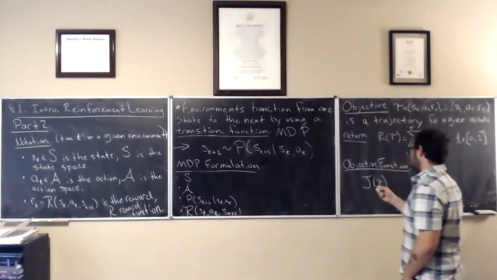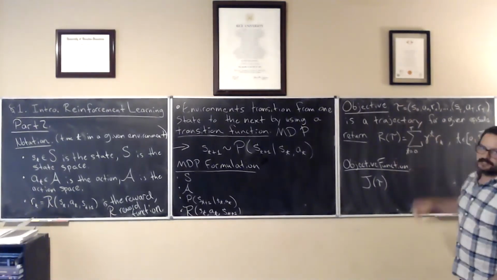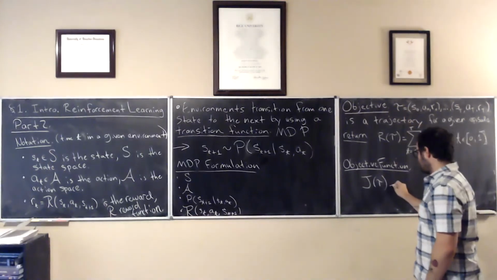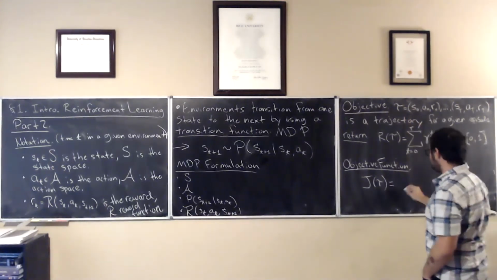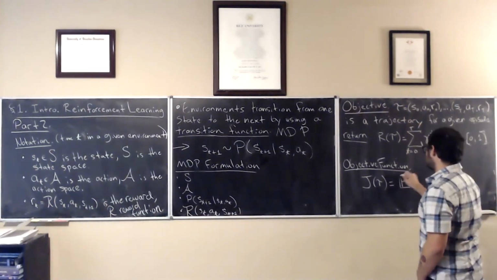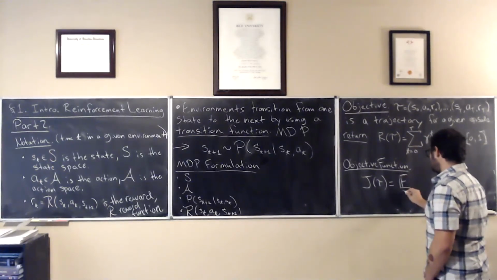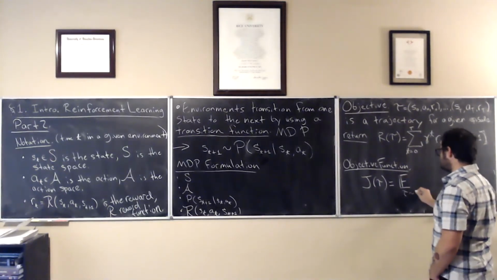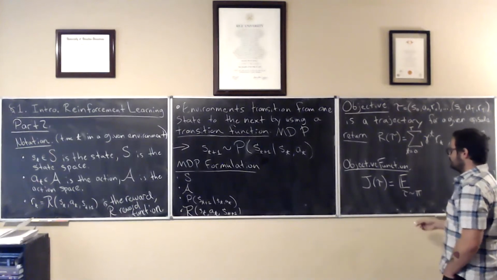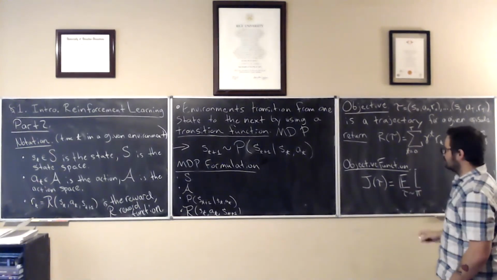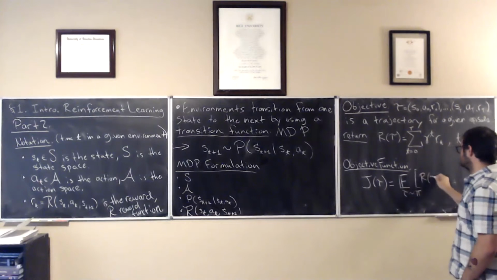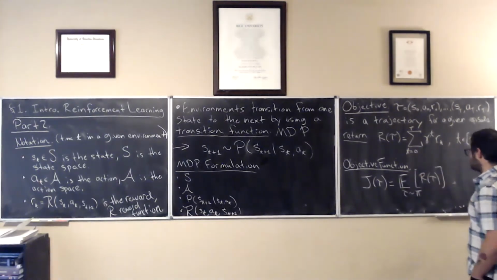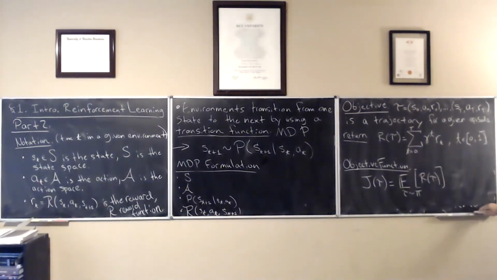And this is a function of the trajectories. And this is going to be the expected value of the return of a trajectory taken from some distribution of the rewards of a trajectory.